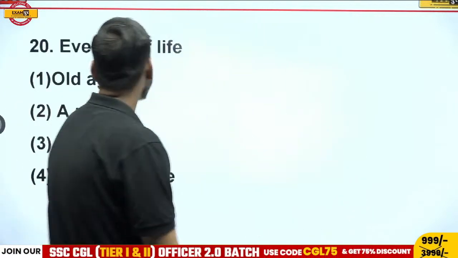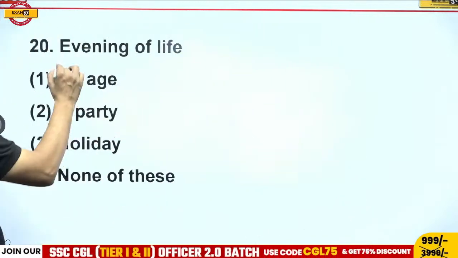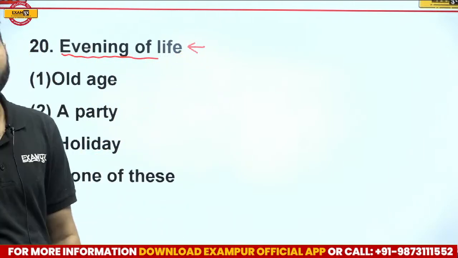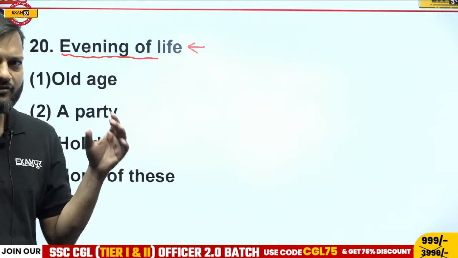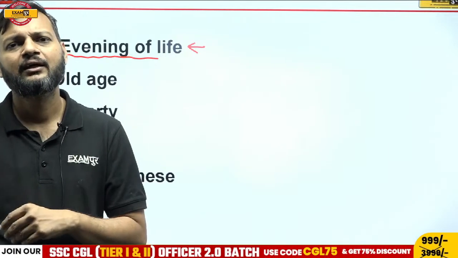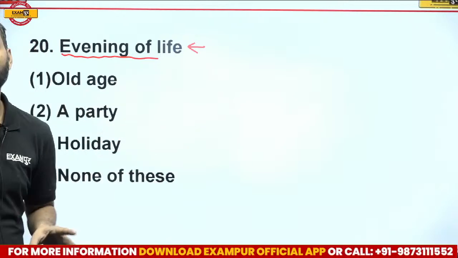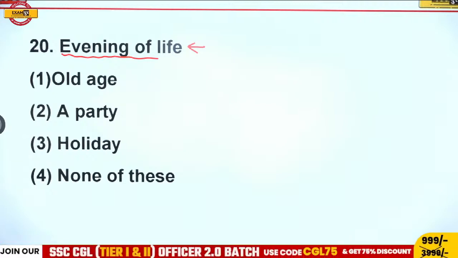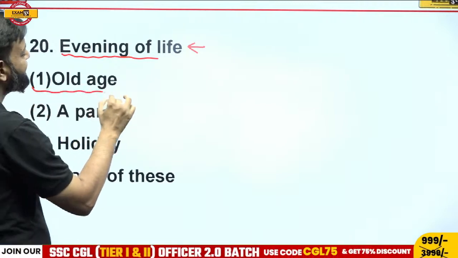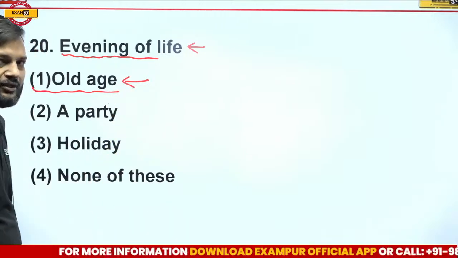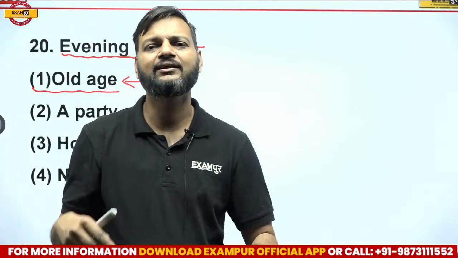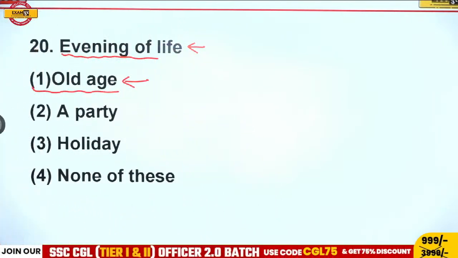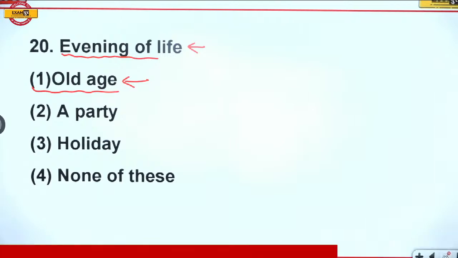The last idiom, evening of life. Now this idiom has a very literal meaning actually. If you literally look at this idiom, you will get to know the answer. What is evening of life? Old age. Evening of life means old age. So here ends the idiom part.